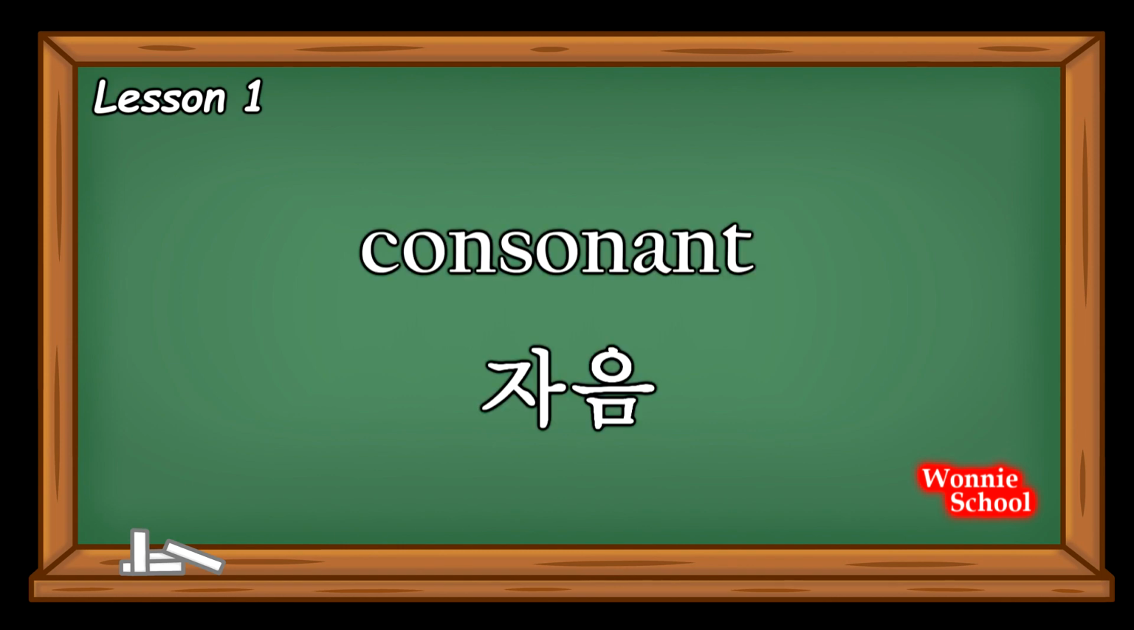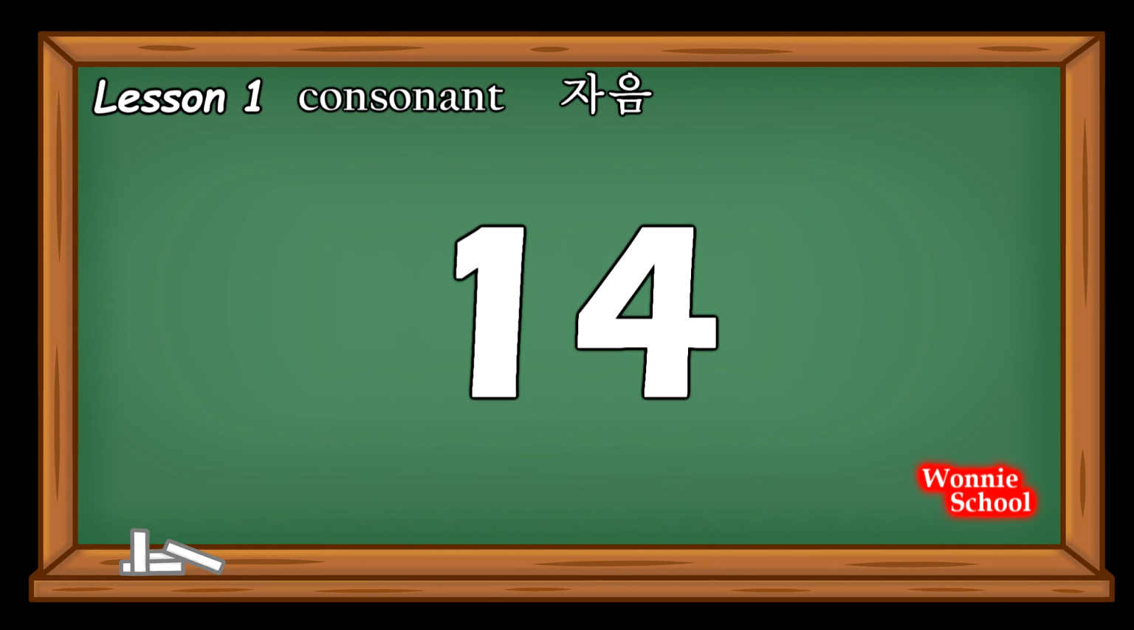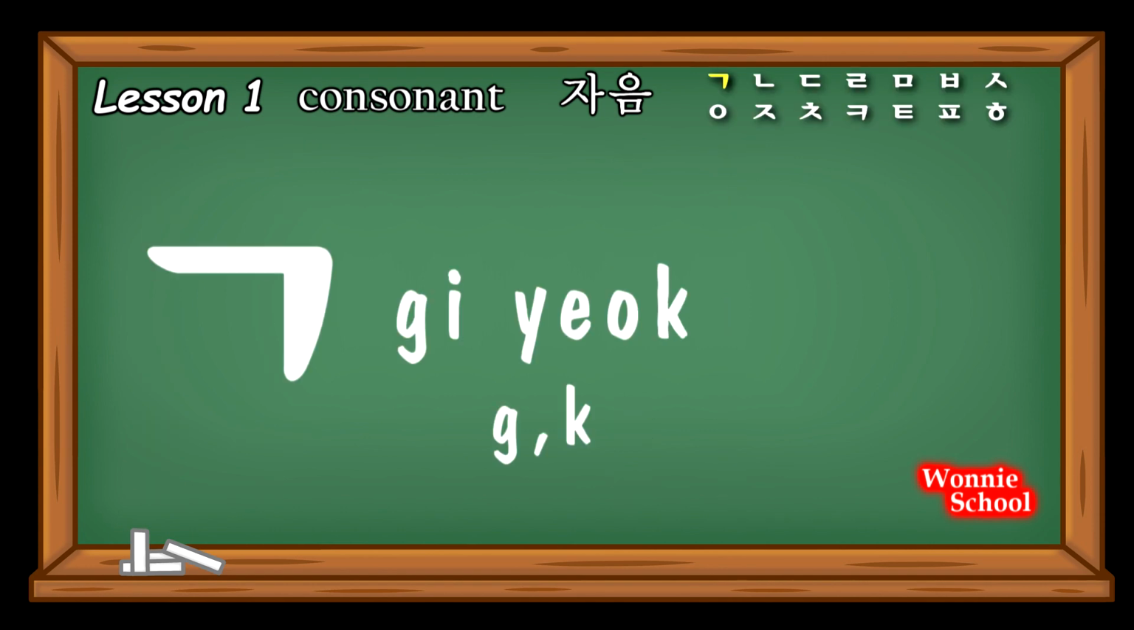Today, we are going to learn Korean consonants. There are 14 consonants in total, and here is the consonant table. We are going to look at it one by one. Okay then, now it's time to start with the first consonant, 기역. Please listen and repeat. 기역.